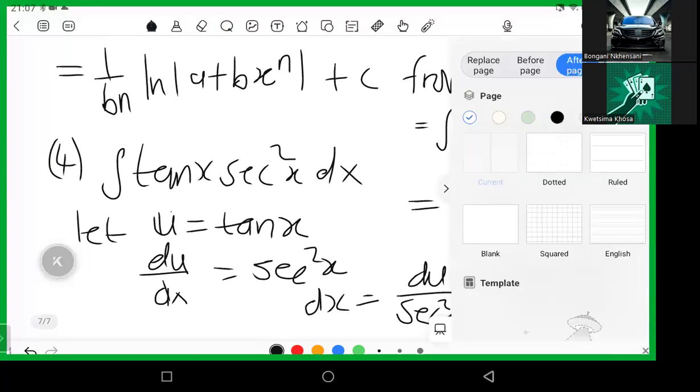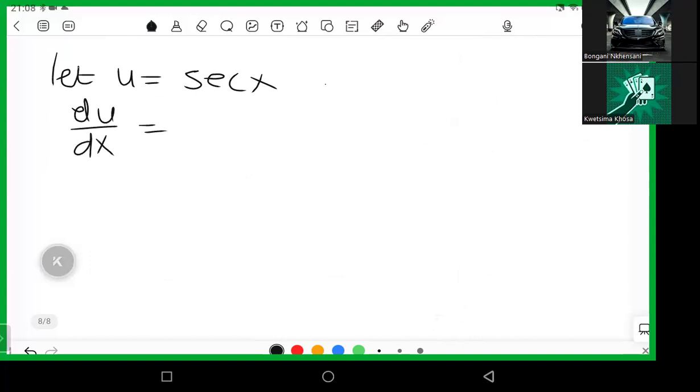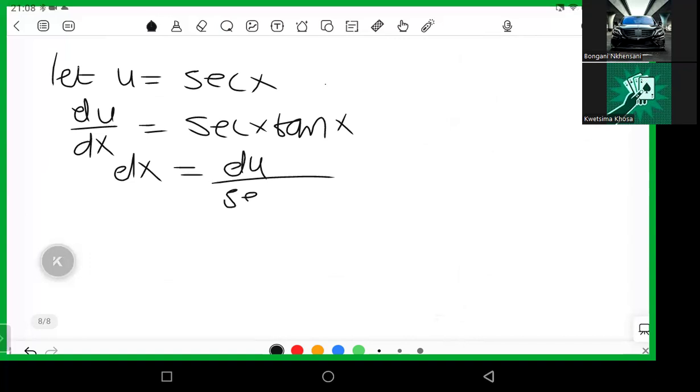Another way you could have done this is you could have said let u be equal to sec x, and then du over dx of u, the derivative of sec x, is sec x tan x. Then we make dx the subject of the formula. We're going to get du over sec x tan x.